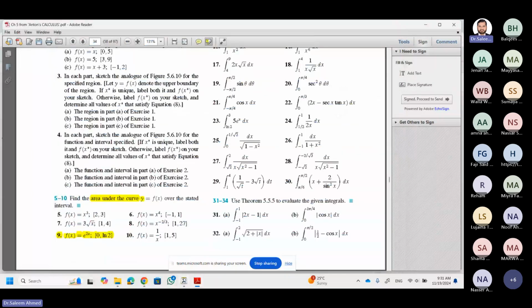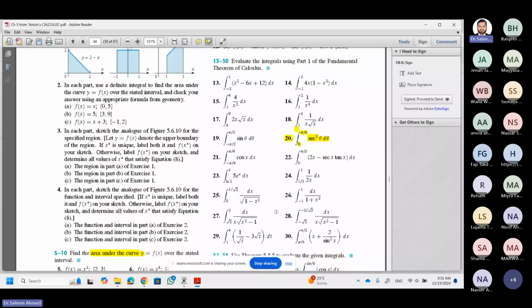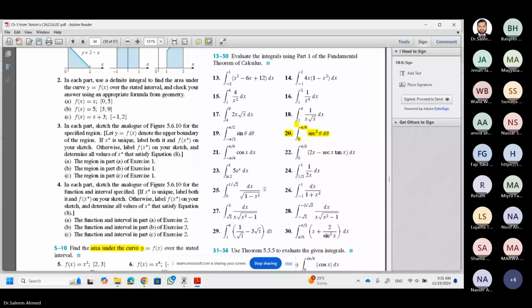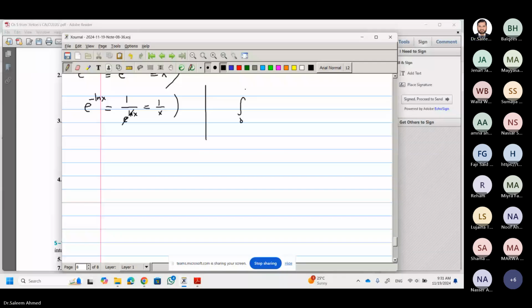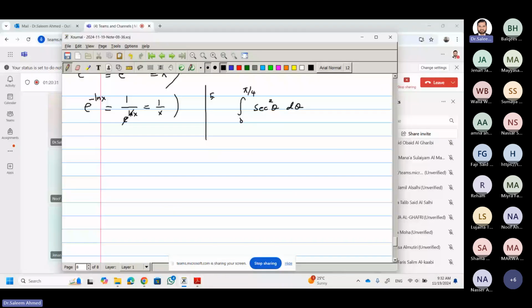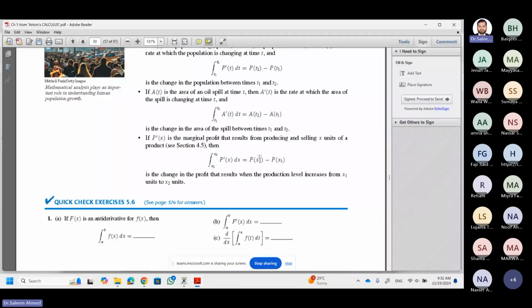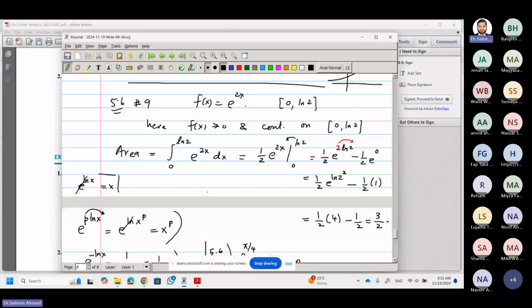These are simple problems. So let's say the 20th: integral from 0 to pi by 4 of secant squared theta d theta. So this is question number 20 in 5.6, problem number 20. If you want to write the page, it is 373. This was also page 373.